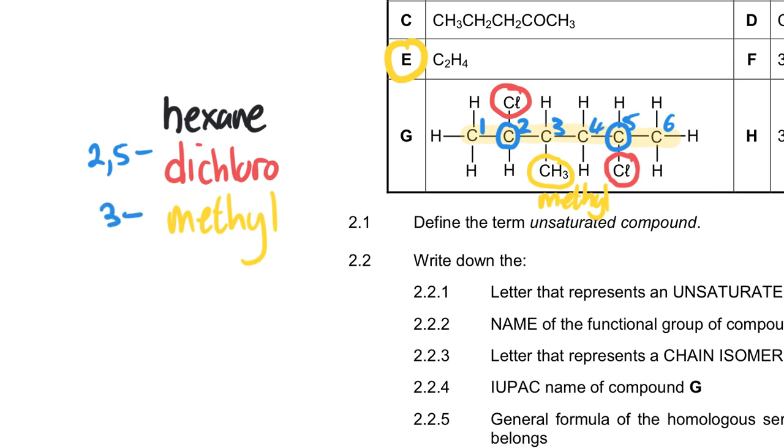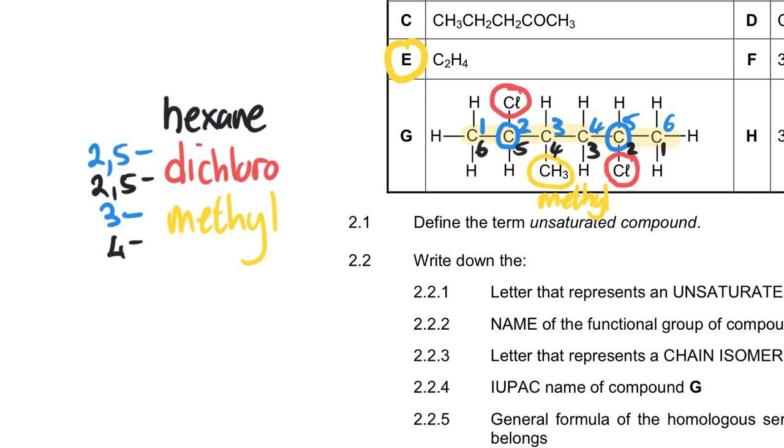If, however, we numbered from right to left, like this, 1, 2, 3, 4, 5, 6, well, now we see that the chlorines sit on carbon number 2 and carbon number 5. That's great, so that's the same. Carbon 2 and carbon 5, so that doesn't seem to make a difference. 2, 5. But now the methyl group is going to sit on carbon number 4. So it's going to be 4-methyl.